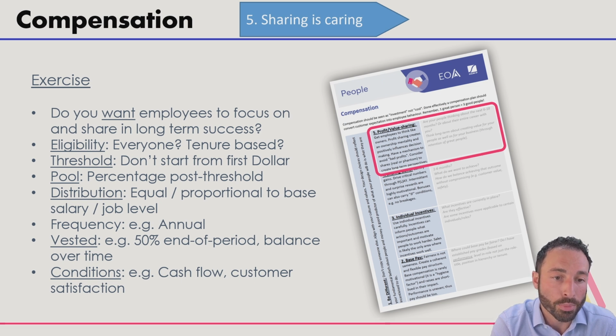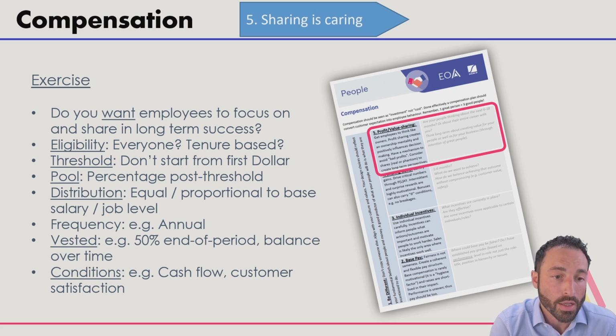Do we put it into a pool? How is it distributed? Is it distributed equally? Is it distributed based on job level? Is it proportional to their base salary? So you add up everyone's salary, determine what their percentage of the total salary pool is, and that percentage is how you distribute. So think about the distribution and also think about the frequency. Annual, for example, is quite typical because, again, we're looking here at a team-based long-term sharing factor rather than something that is high frequency.